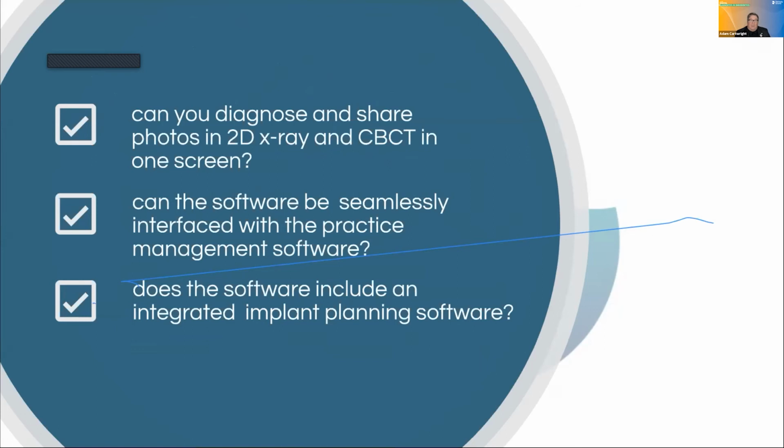Does it integrate with your practice management software? And also, are there options, or does it include things for other treatments within your practice? We've already seen how a CBCT is going to massively help with endo treatments, but where you're offering implants in a practice, is there integrated implant planning software, or do you need to export all your scans to a third-party program to achieve that?